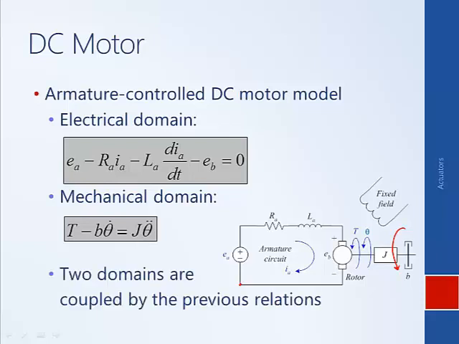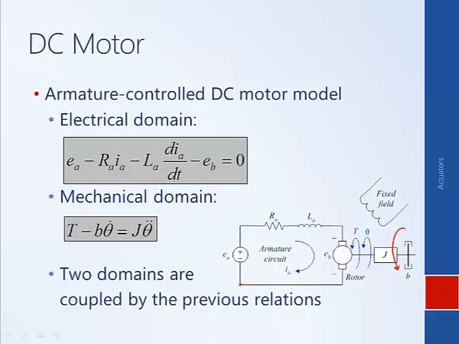These two equations are then coupled by the previous relationships we had on the previous slide. So this is a completely electrical equation, but if you think back, back EMF depends on the mechanical speed of the rotor. So the electrical domain is coupled to the mechanical domain through the back EMF. Similarly, this is a mechanical equation, but the mechanical torque that's applied to the rotor is a function of the electrical current, where the motor torque is equal to the motor torque constant times the current through the armature.